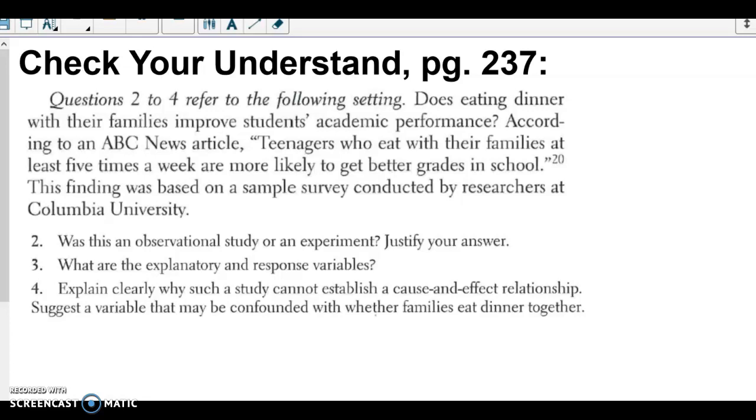Okay. So we'll go ahead and pause here for a second so you can read this. If you need to pause the video, you may also do that.